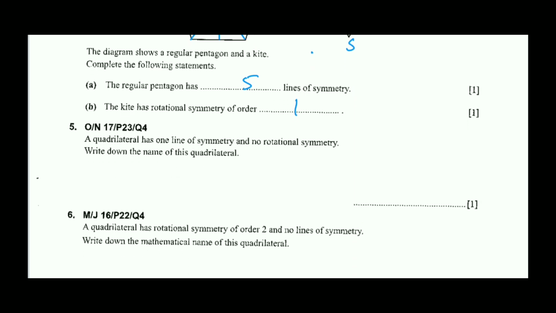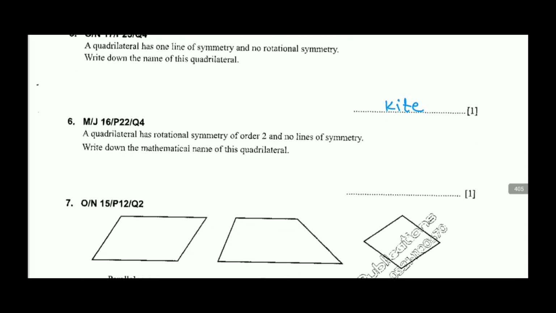Question number 5. A quadrilateral has one line of symmetry and no rotational symmetry. Write down the name of this quadrilateral. That is kite. So you just have to remember it. A quadrilateral has rotational symmetry of order 2 and no lines of symmetry. Write down the mathematical name of this quadrilateral. That is parallelogram.